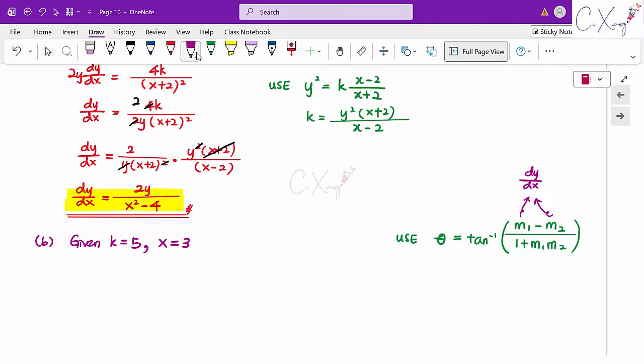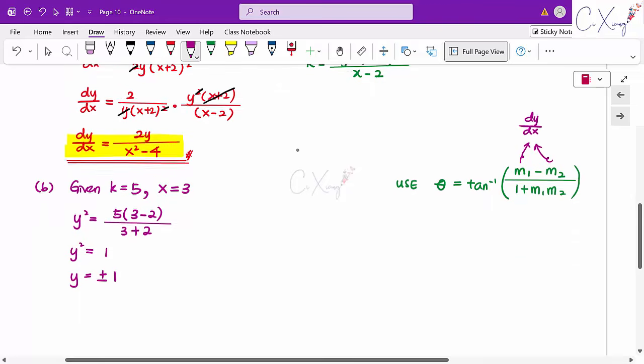Okay, so first of all, let us figure out the value of y first. So I'm having y squared equals 5, then 3 minus 2, x minus 2, right? Then divided by 3 plus 2, which is x plus 2. Okay, so simplify it, you'll be having y squared equals 1, and your y can be equals to plus minus 1. Okay, therefore, I know that there are two coordinates.